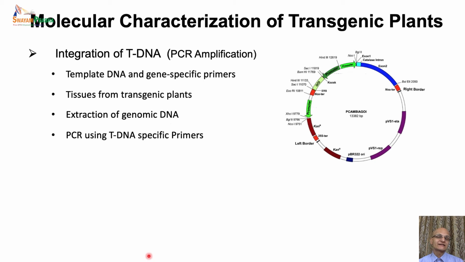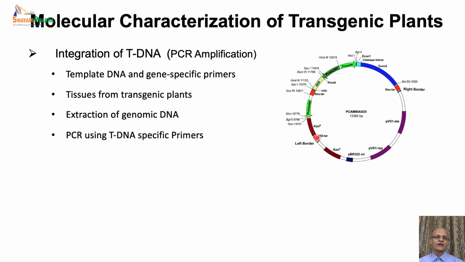And the second part is the primer. So here is the tDNA of the binary vector, and if this vector would be used for the plant transformation, the DNA segment from this left border to the right border is expected to be transferred to the plant genome. So theoretically, we can prepare the primers from any part of this tDNA segment for the PCR amplification.